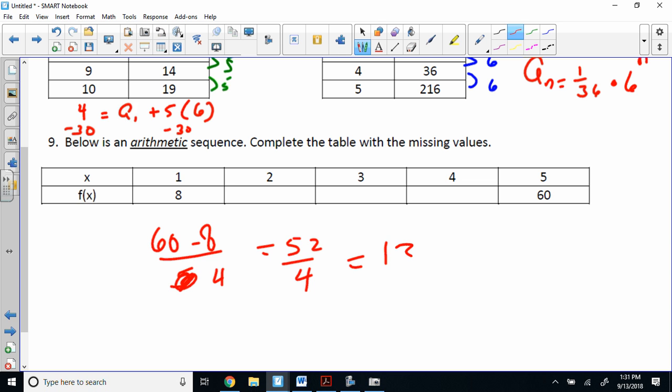That's what? 13. 13. Okay, so the common difference is 13. 21 and 13 is 34, and 13 is 47, and 13 is what? 60. Thank you.